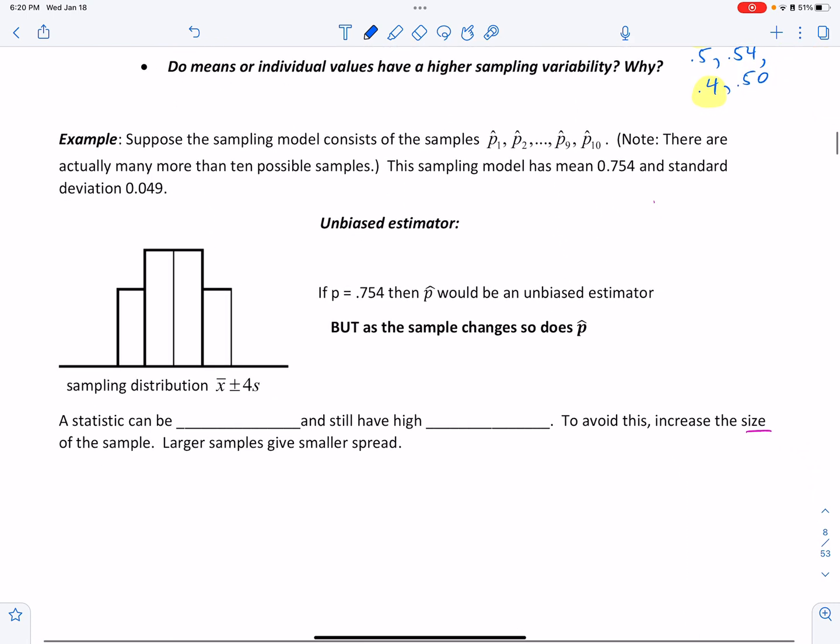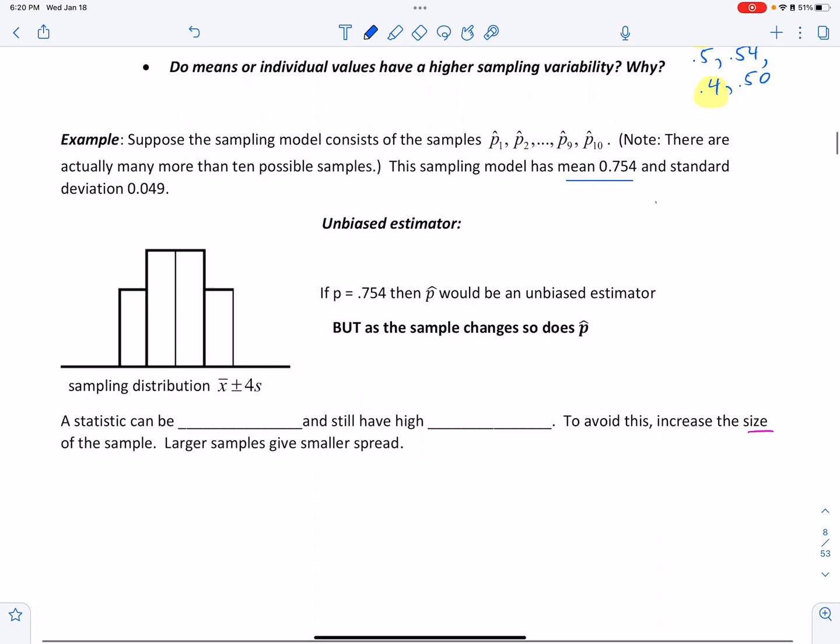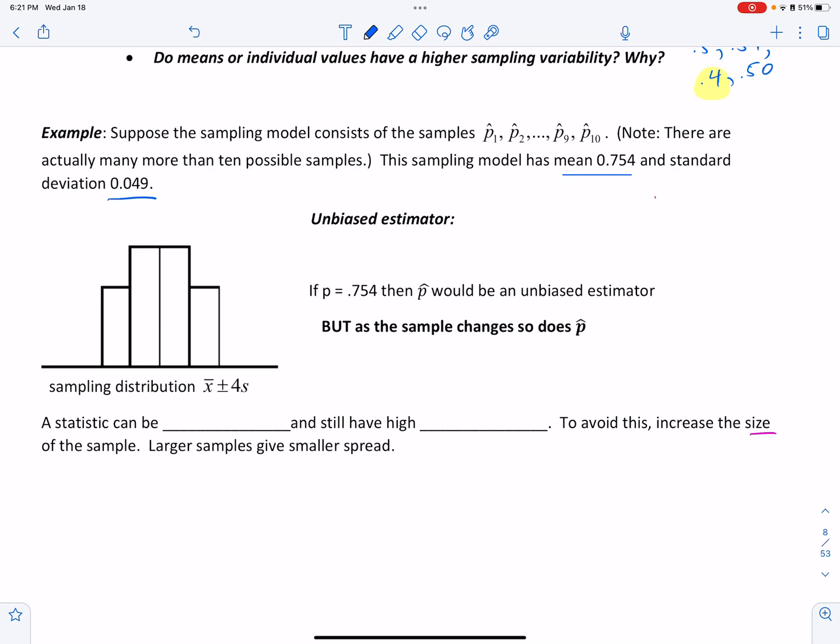Okay, let's talk about samples here. If there are so many more samples, I could have had a mean of 0.754 and a standard deviation of 0.049. That's what we calculated for you. So we're saying, all right, an unbiased estimator is when my P, that's for my population, equals the P hat from my sample. So all the seniors in Howard County is my population.